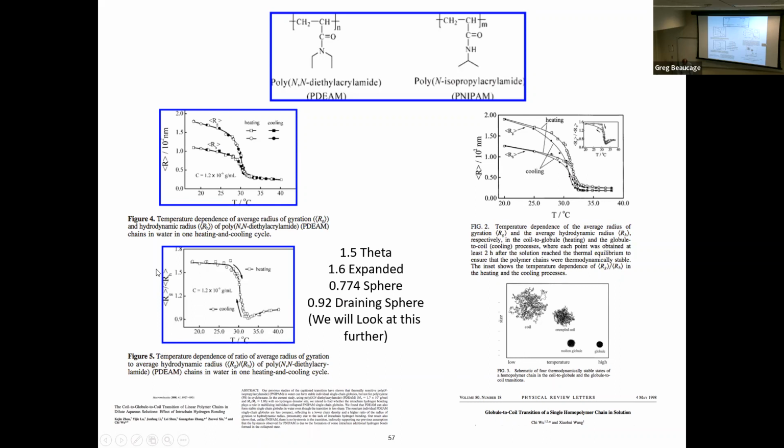And they take the ratio of the two. So when that ratio is 1.5, that's a theta coil. 1.6 is an expanded coil. 0.774 is a sphere. And they call 0.92 a draining sphere, whatever that is. So basically, they get to 0.992 at high temperatures. This is an LCST. Phase separates on heating, right? So I brought these things in. So these are the PVE things. If you hold these in your hand, they'll go white, if they phase separate in the heat. Oh, you got it. All right, there's one.